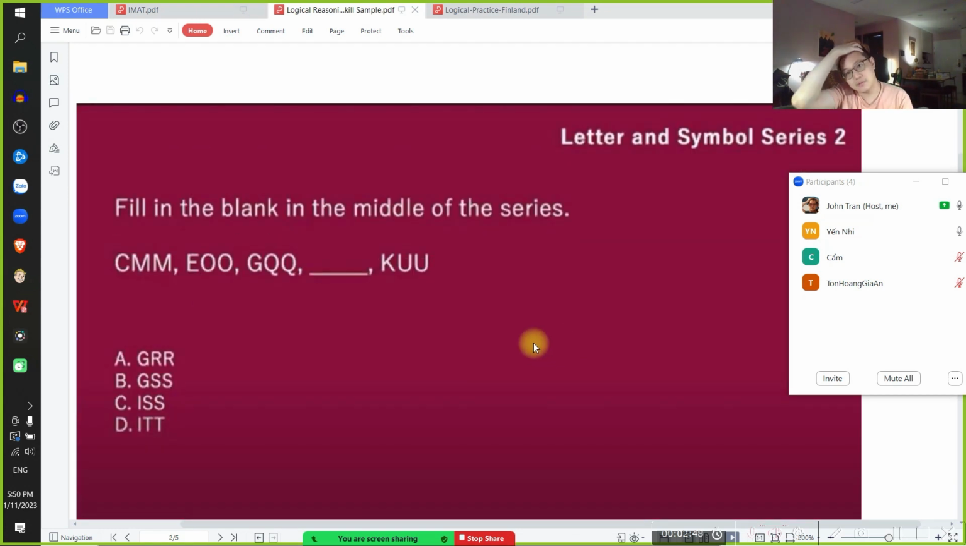Letters and symbols. Có phần nói về ký tự và các cái dấu hiệu. Fill in the blanks in the middle of a series. Chúng ta có một cái chuỗi như thế này. Các bạn phải điền vào cái chỗ trống thôi. Try to think about it, okay?